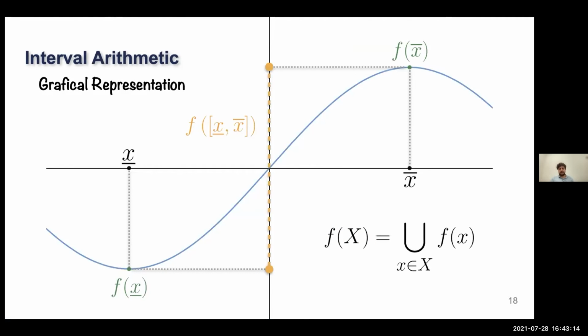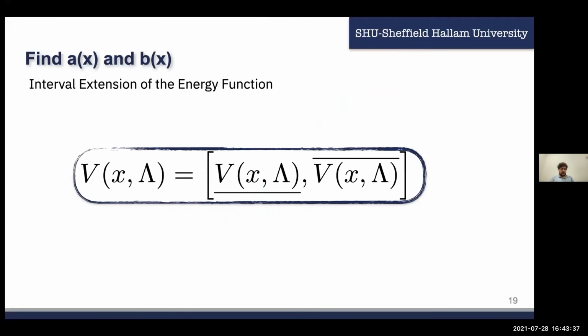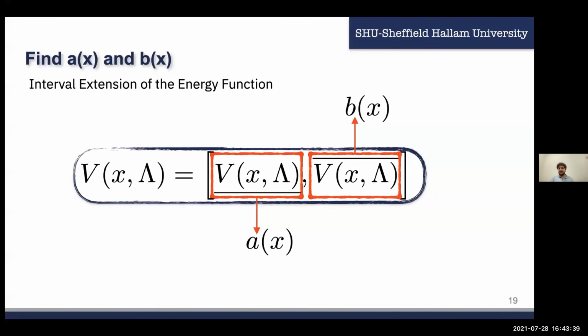The main definition here is that the function of an interval is going to be the union of our function applied at each point of our set X, our interval X. The main thing here is that a function of an interval is actually going to be an interval. I use lambda here, as this now is an interval vector, not a random vector anymore.